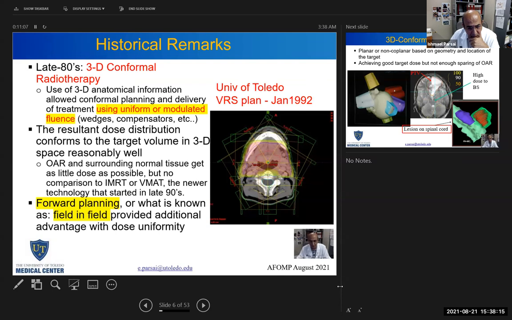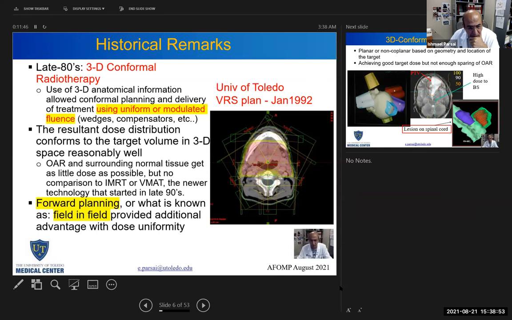This picture you see here is a plan where we picked up an algorithm for the treatment planning from NIH. George Rath had developed it at the University of North Carolina, I believe. It was free shareware, so we put a Motif window on it, and then we created this treatment planning system in 1992 or 93 here at the University of Toledo. We called it VRS plan, which meant virtual real simulation plan. And it was very popular at the time.